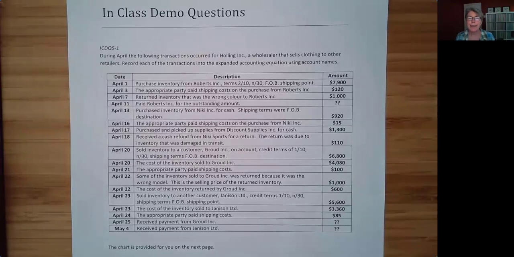Now we're going to start the in-class demo questions for Chapter 5. And I'm starting with in-class demo question 5-1. I've put the question up on my screen right now, but note that I'm not going to keep it there. You have to have your own copy and follow along as I solve this problem.